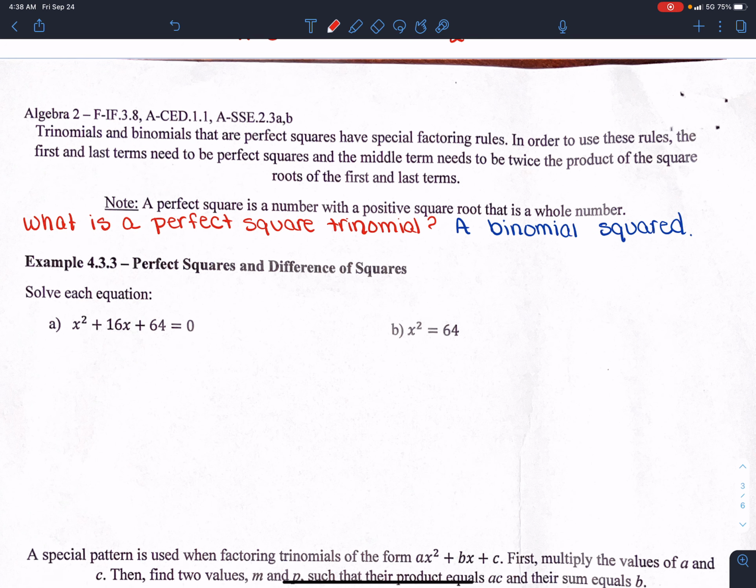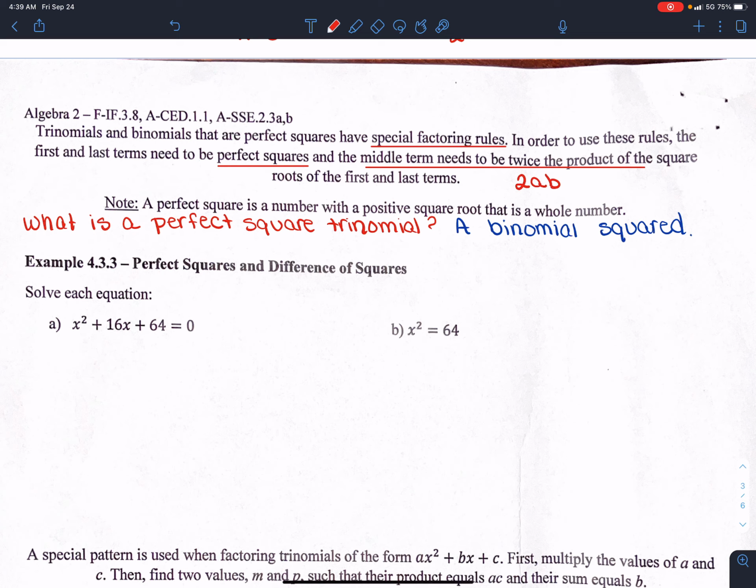Trinomials and binomials that are perfect squares have special factoring rules. Those are the special factoring rules that we talked about when we began this video. In order to use the rules, the first and the last term need to be perfect squares, and the middle term needs to be twice the product of the square roots of the first and last term, or in other words, twice a times b.